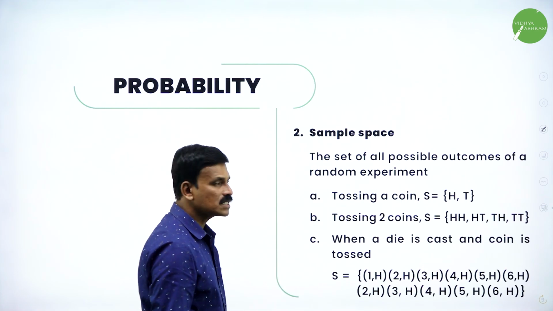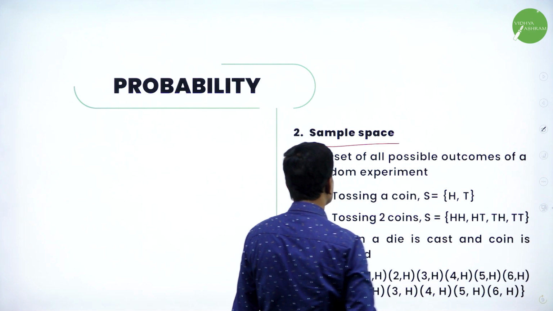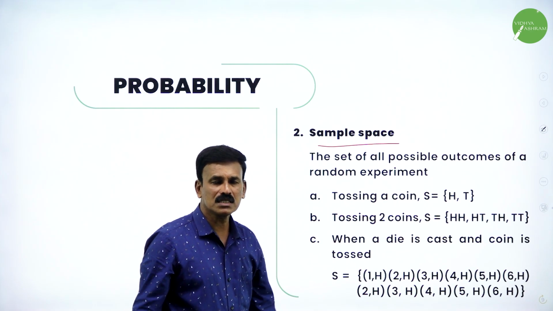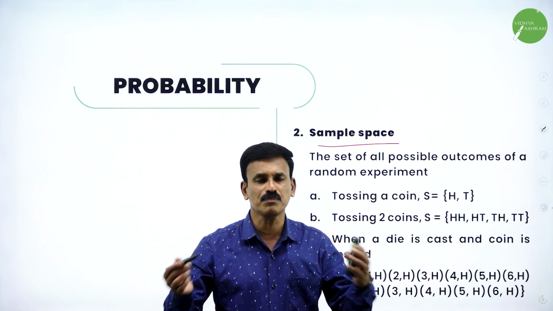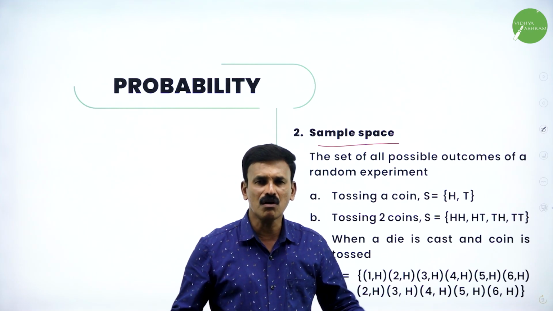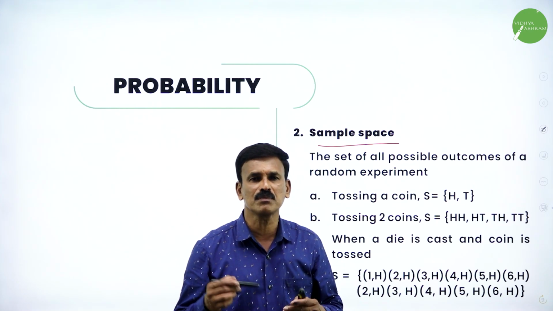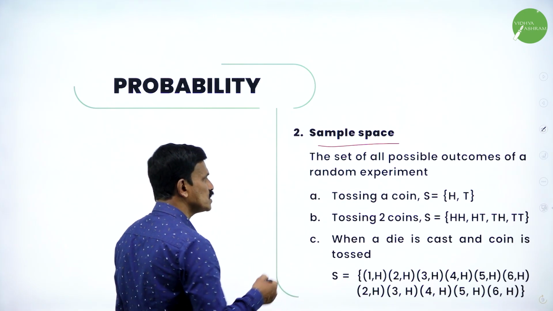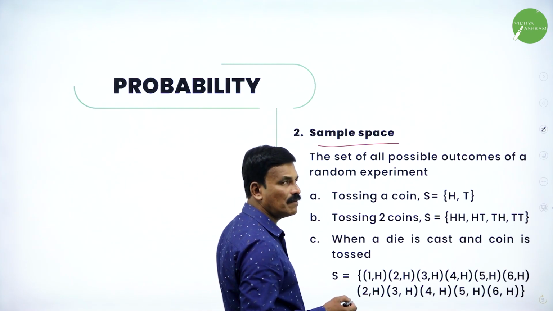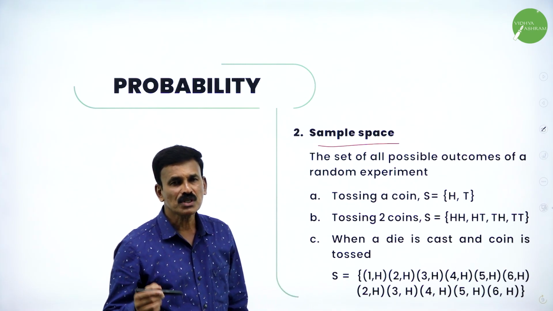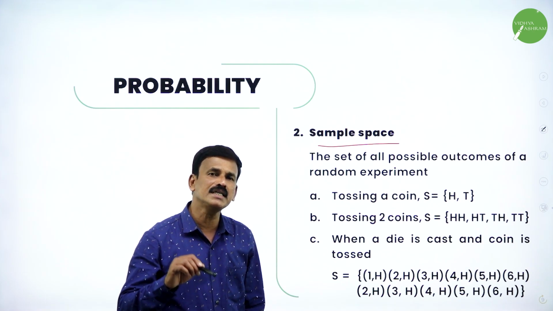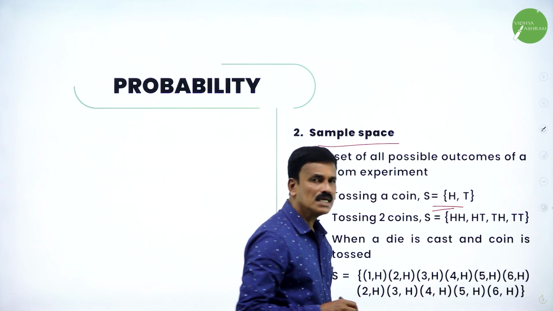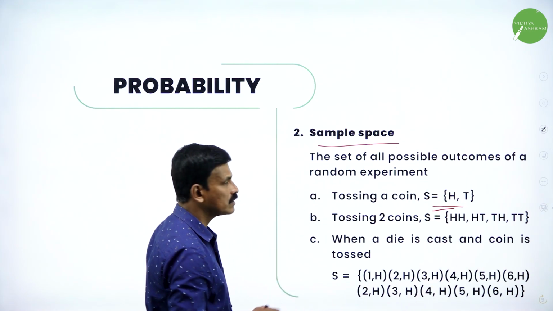Right. Now next, sample space. What is meant by a sample space? The set of all possible outcomes of a random experiment is called a sample space. Say for example, tossing a coin. If you toss a coin, you are going to get 2 events, either head or tail. So S is equal to H, T. This is a sample space, S equal to H comma T.